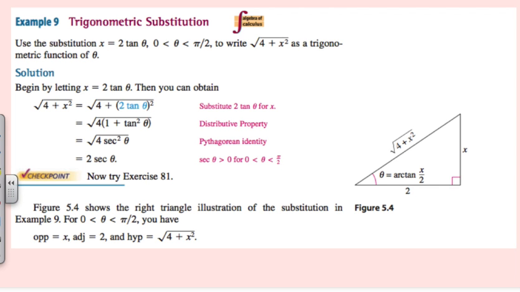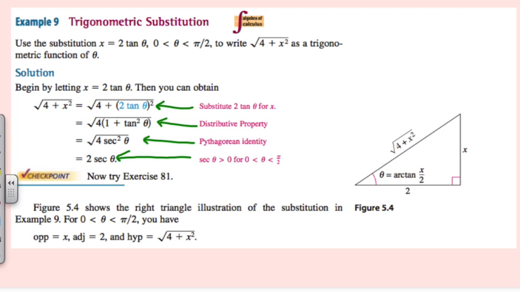I did pull this from a textbook. I thought it was a really nice explanation. They went through and clarified each step. So the first thing we did is we replaced it with 2 tangent of theta. We then multiplied it. This is your Pythagorean identity. And then we square rooted it.